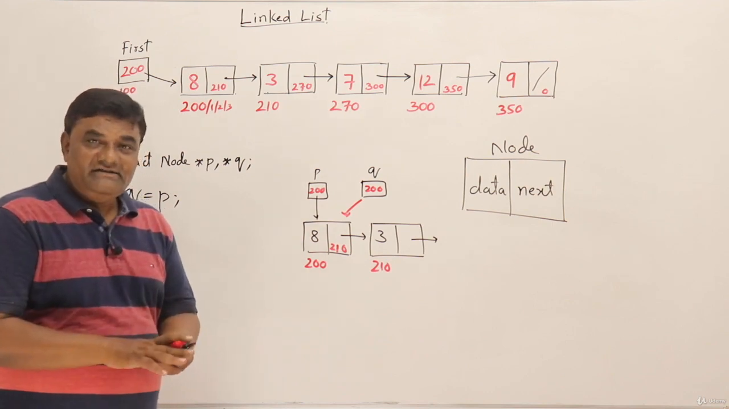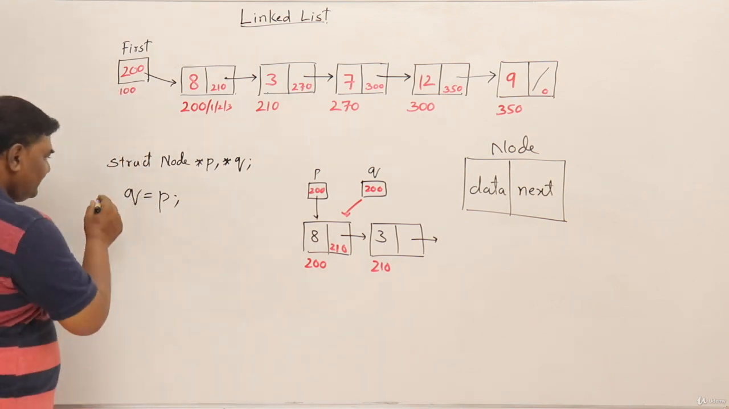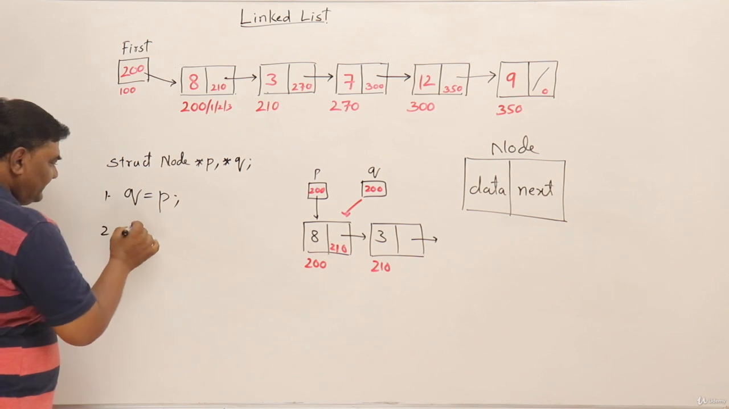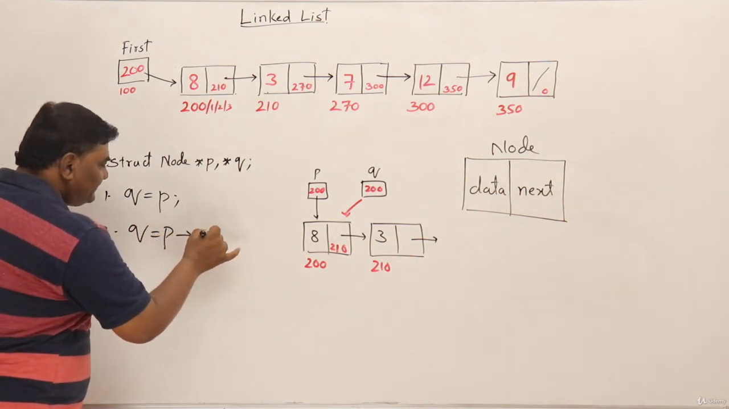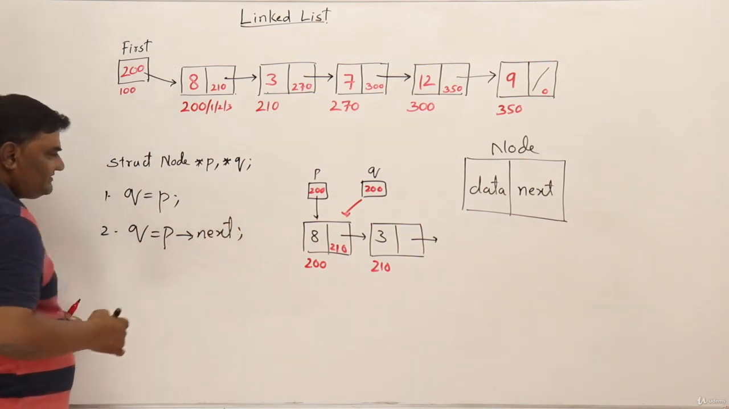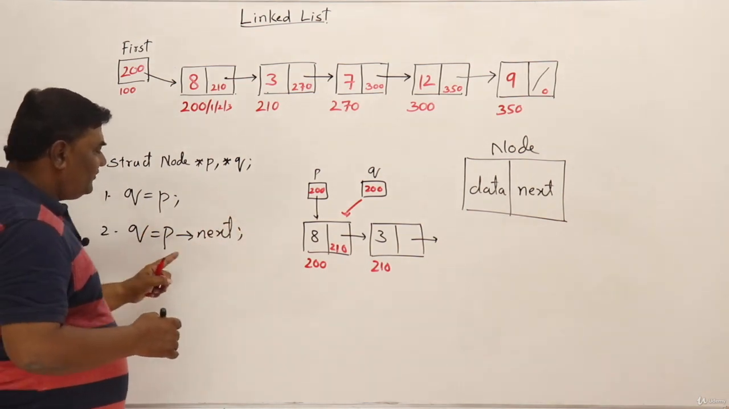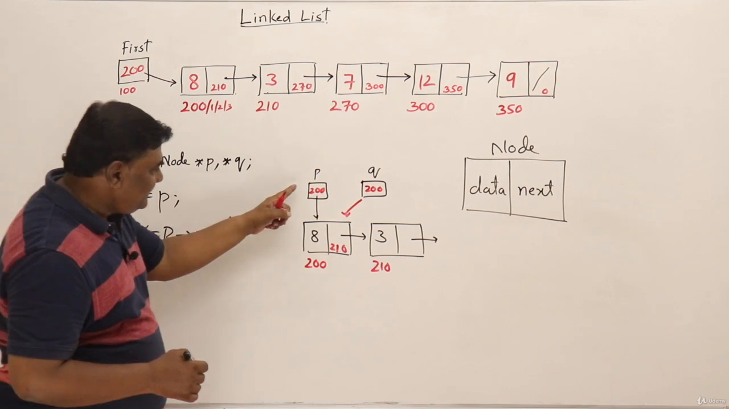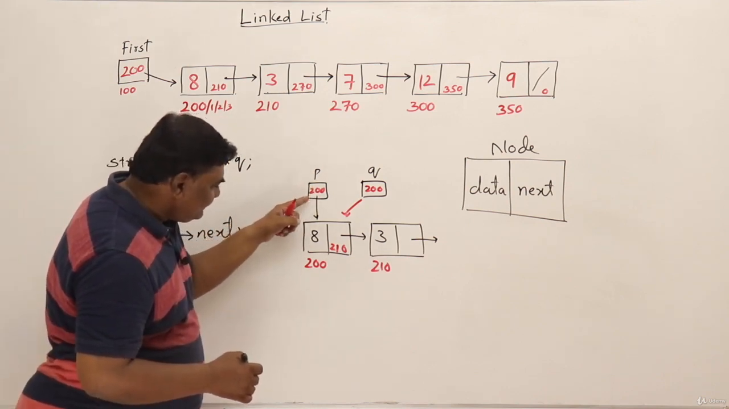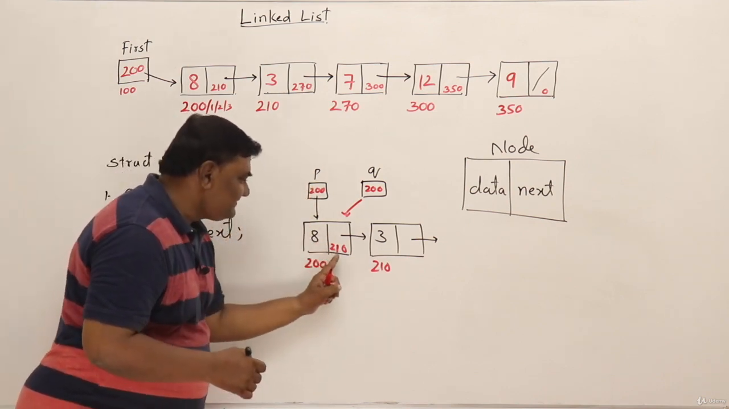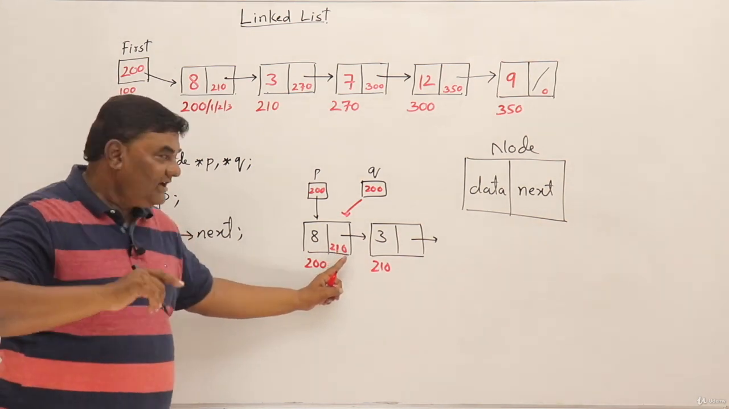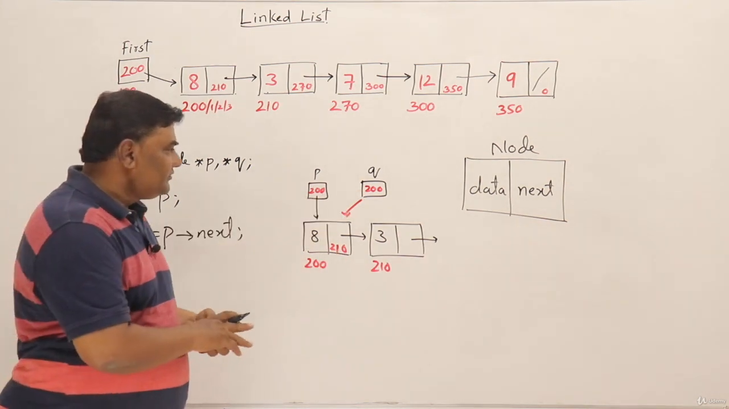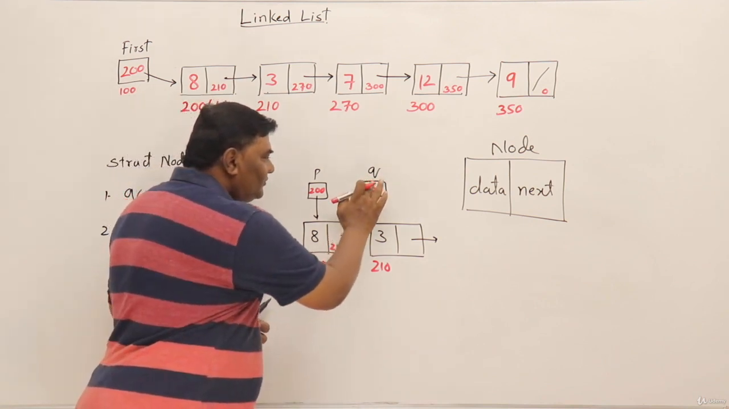Now let us look at the next syntax. If I say Q assign P is next, what does it mean? Inside Q we want to store P is next. So what is P is next? This is P, its address is 200. Its next is here, that is 210. So this is 210, we want to save it in Q. So Q will be getting the value 210.